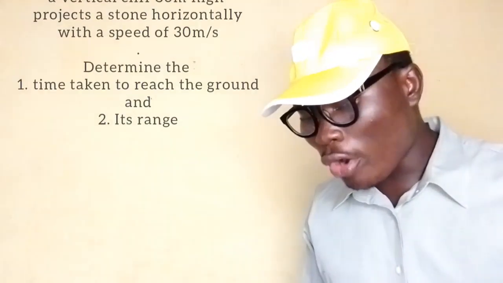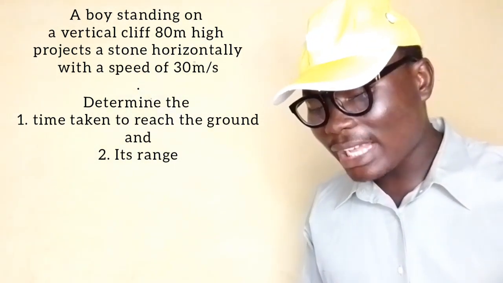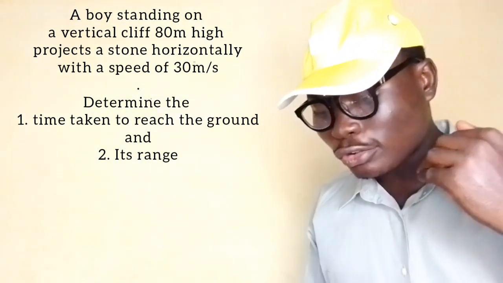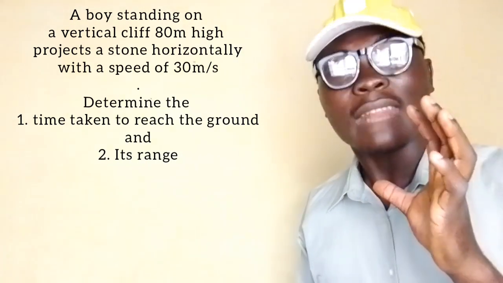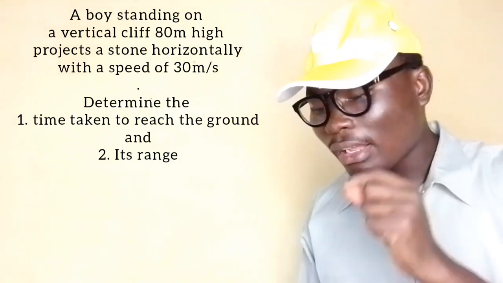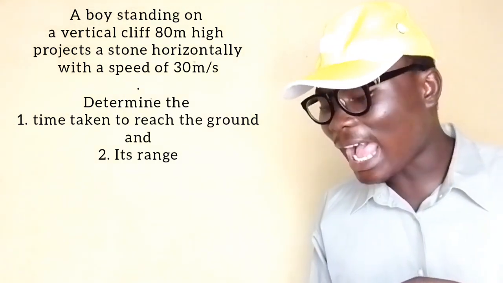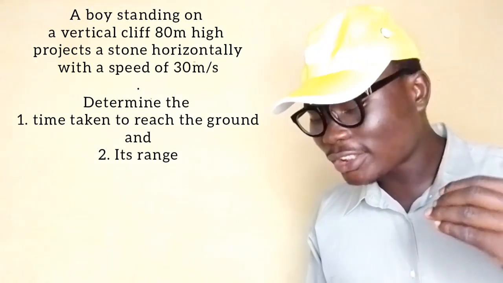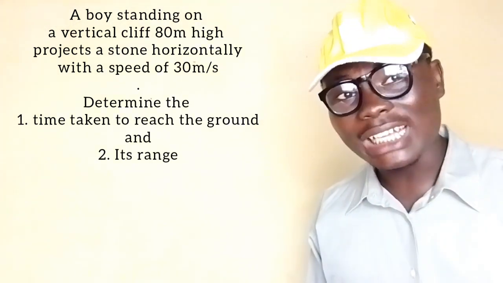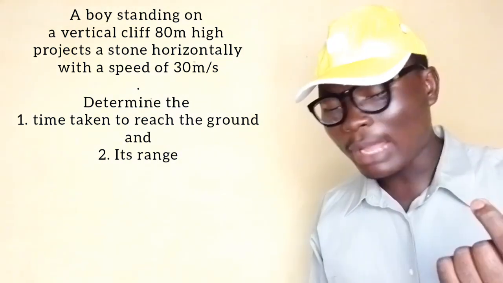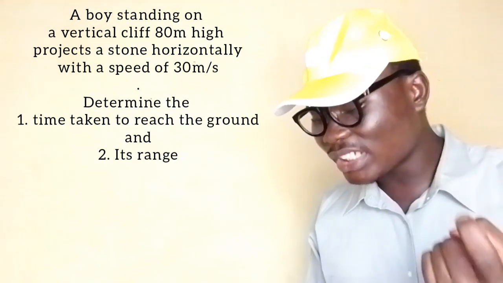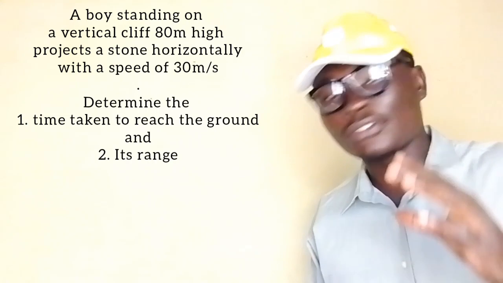Let's look at this particular question. A boy standing on a vertical cliff 80 meters high projects a stone horizontally. I take it again. A boy standing on a vertical cliff 80 meters high projects a stone horizontally with a speed of 30 meters per second. Determine the time taken to reach the ground and its range.